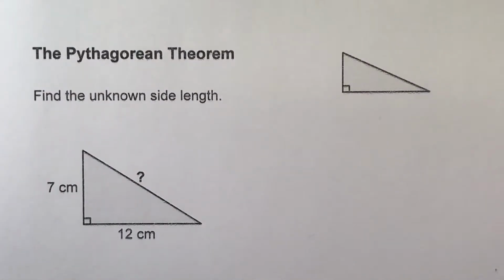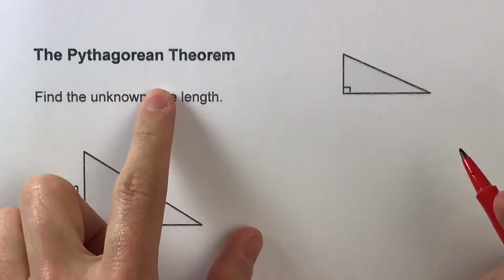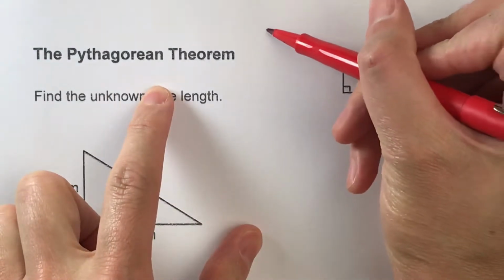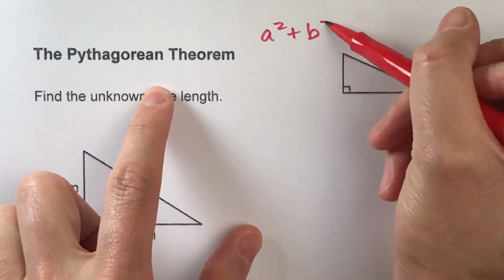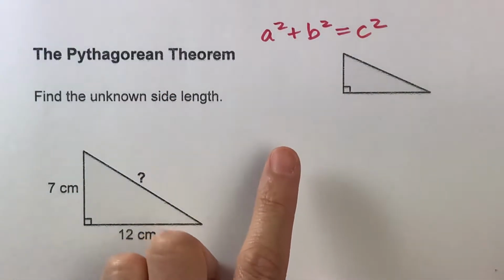So today we're talking about the Pythagorean Theorem. Now, most people know the formula for the Pythagorean Theorem, which is a squared plus b squared equals c squared. But what does that really mean?